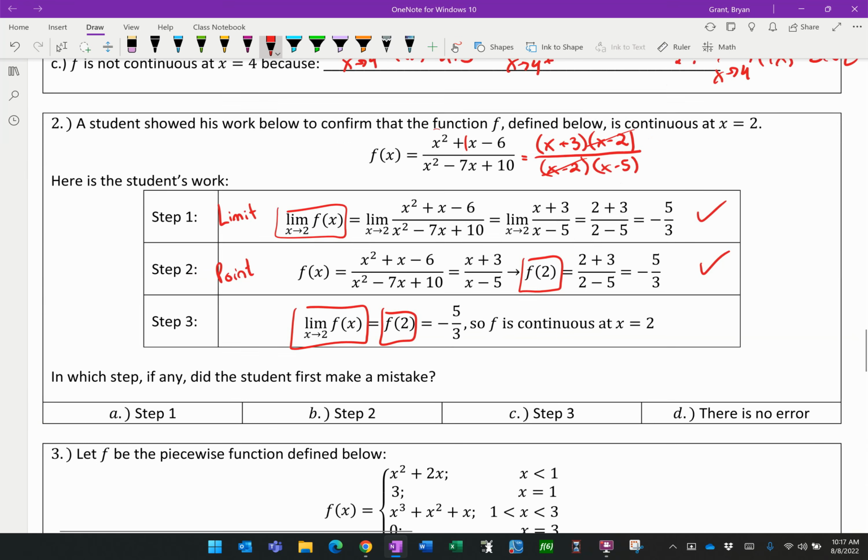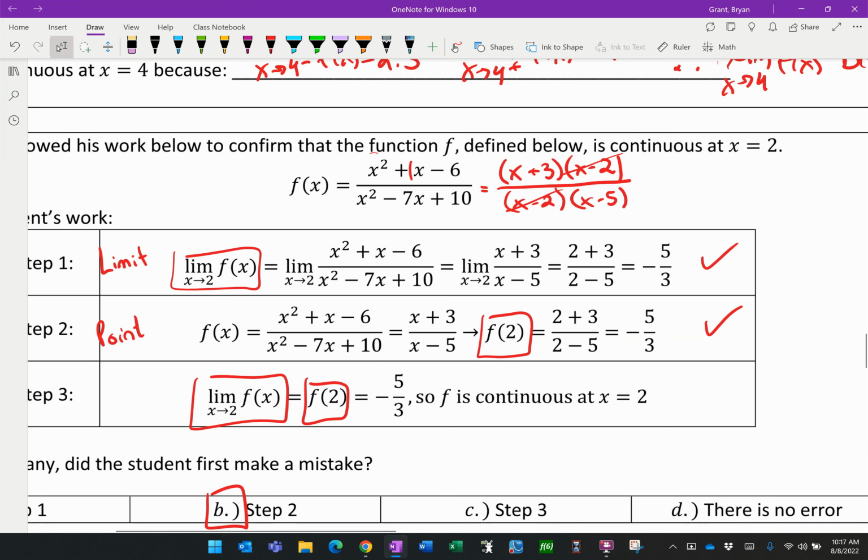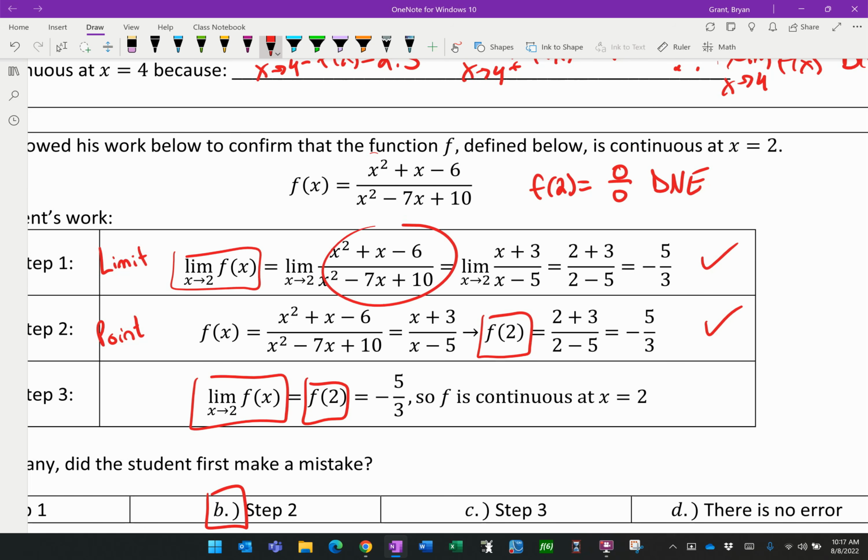Except, it looks like there's no mistake, but there is a mistake. Do you see where? Hopefully you realize that this f of 2 on step 2 is actually the mistake. What they did is they substituted 2 into a simplified version of the function, and that is not what's going to give us the value of f of 2. F of 2 needs to come from this original function, and f of 2 is 0 over 0, which does not exist, right? If it's a limit, like down here, that means do more. But if it's a point, 0 over 0 means there is no point there.